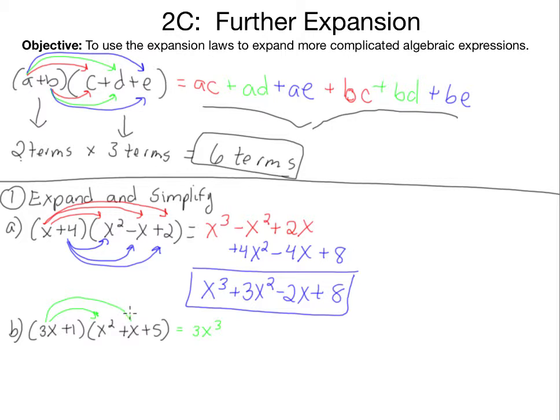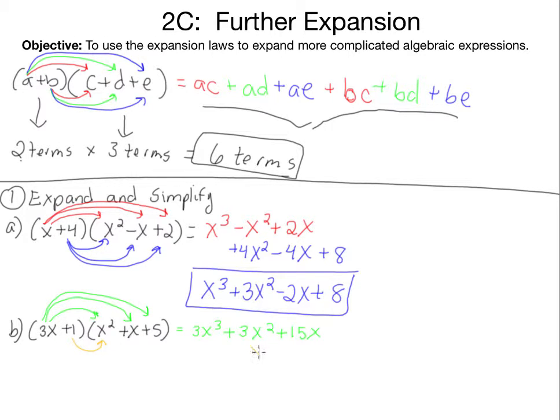Then I'm going to take the 3x and times it by x to give us a positive 3x squared. And the 3x times a positive 5 will give us a positive 15x. Next, we're going to look at the second term in our first parentheses and distribute to everything in the second parentheses.